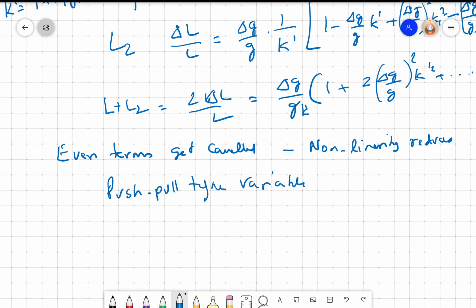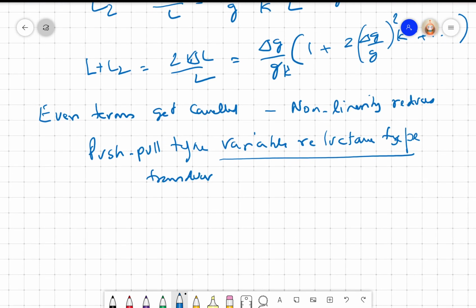variable reluctance type transducer, there is a central portion with which we can use it as a transducer. All said and done, if you take a variable reluctance type transducer, you will not get very good accuracy. You will get linearity, appreciable linearity, but with all that, the variable reluctance type transducer is still used.